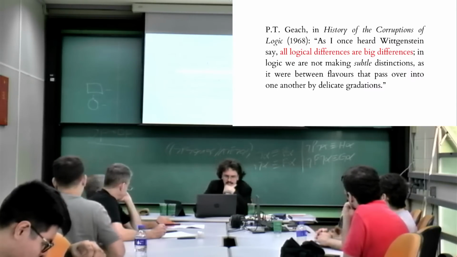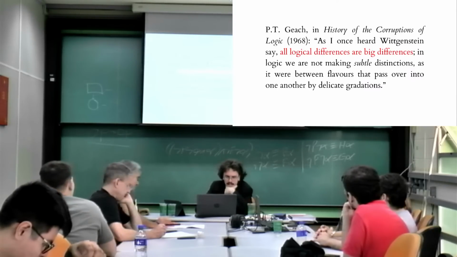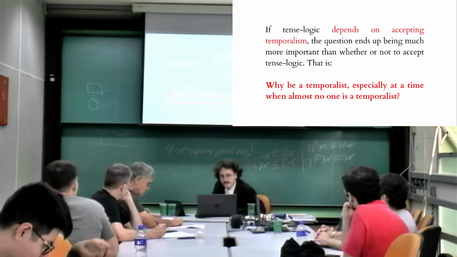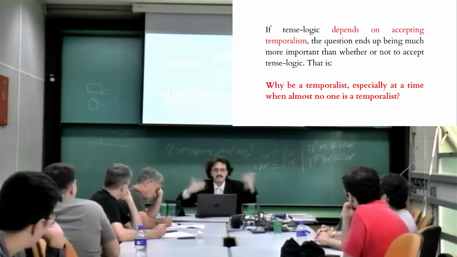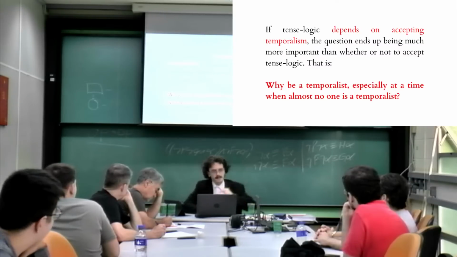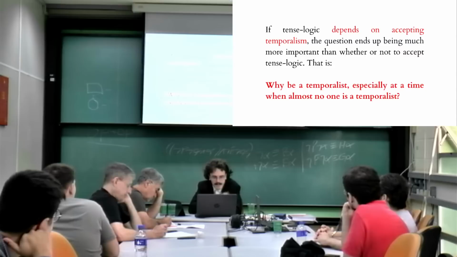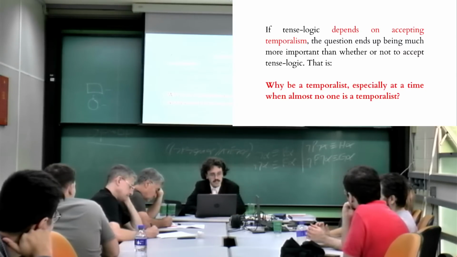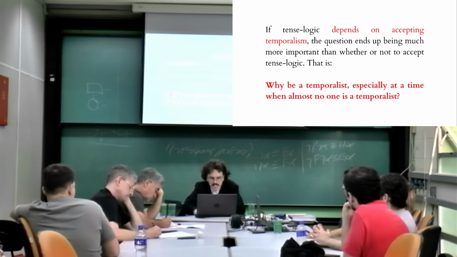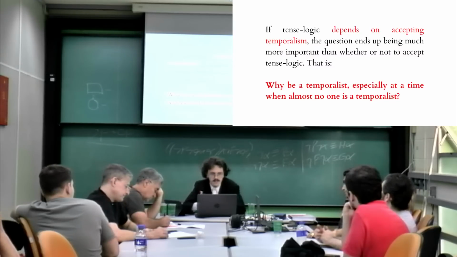So, if tense logic depends on accepting temporalism, the question ends up being much more important than whether or not to accept tense logics. That is, why be a temporalist? Especially at a time when almost no one is a temporalist. As I said, mentioning Kuhn's structure, the temporalist is simply read out of the profession, which thereafter ignores the work, because they are like men who cling to an old paradigm. There must be good reasons why I advocate, like a few others, that logic should return to an outdated paradigm.